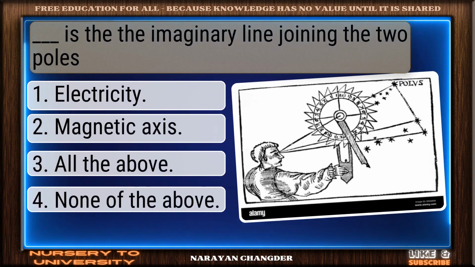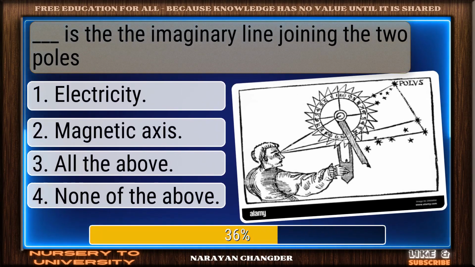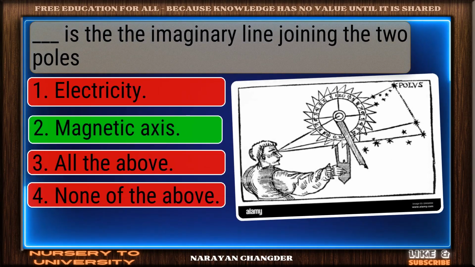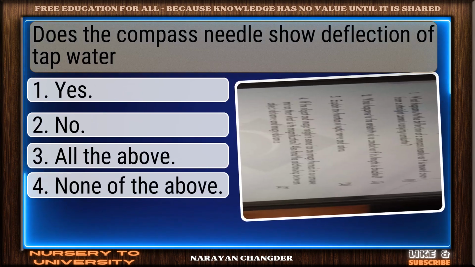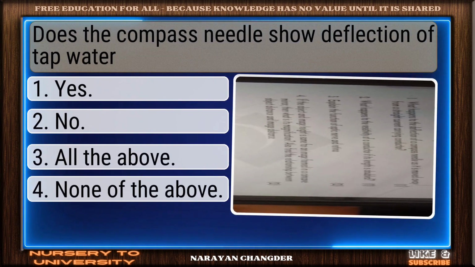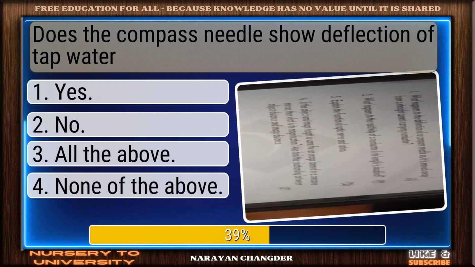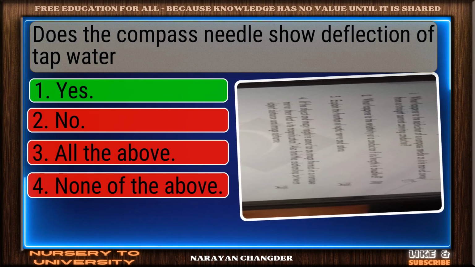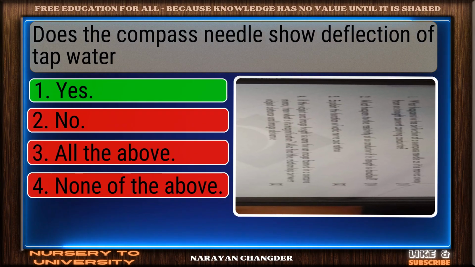Question number 13. Dash is the imaginary line joining the two poles. You're right. Magnetic axis is the correct answer. Question number 14. Does the compass needle show deflection of tap water? Excellent choice. Yes is the right answer.